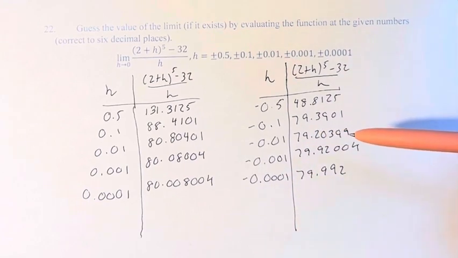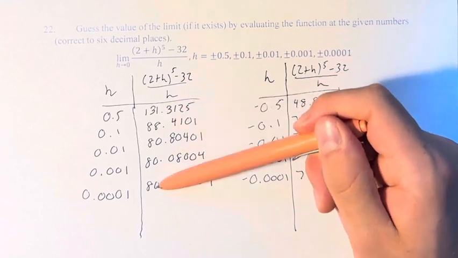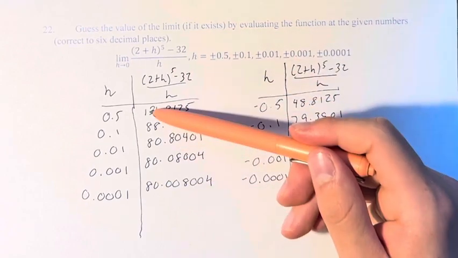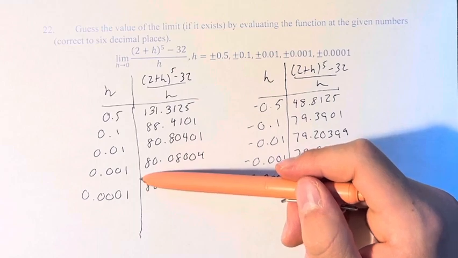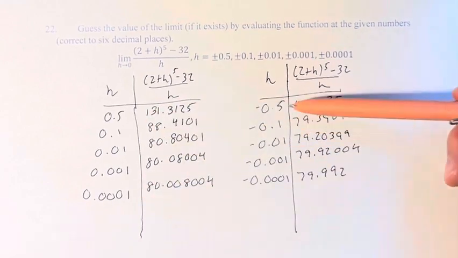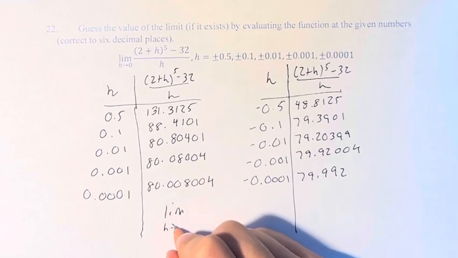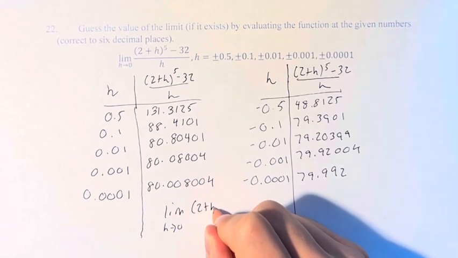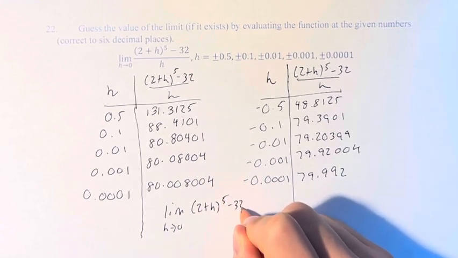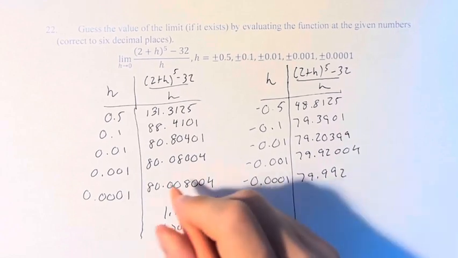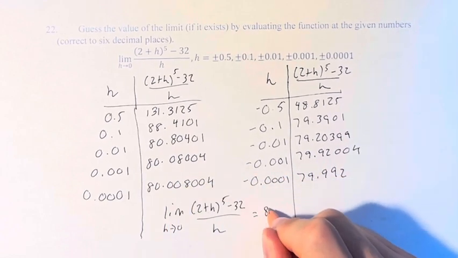So as we can see, as we get closer in both directions, we're approaching a value of 80. And since the limit from the right equals the limit from the left, we can say that the limit as h approaches 0 of (2 plus h) to the 5th minus 32 over h is equal to what both of these are approaching, 80.